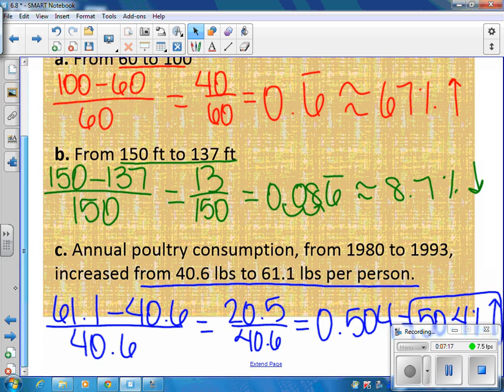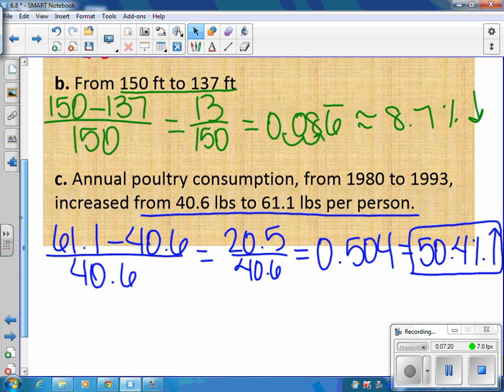Last problem we are going to go over here, part C, we're talking about some poultry consumption. So how much poultry was consumed from 1980 to 1993. So per person in 1980, people consumed 40.6 pounds of poultry, and in 1993, they consumed 61.1 pounds per person. And I want to see what was that percent of change. In the numerator, again, I take bigger number minus smaller number, so 61.1 minus 40.6. In the denominator is always that original amount, which in this problem is 40.6. That's where we started.